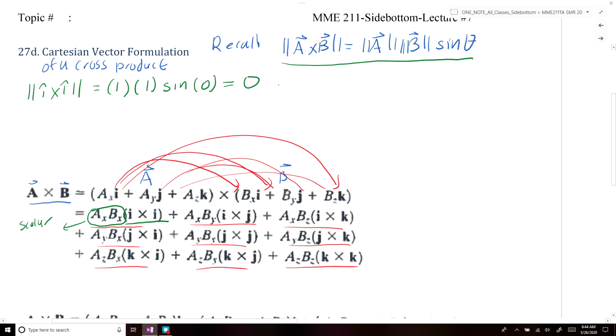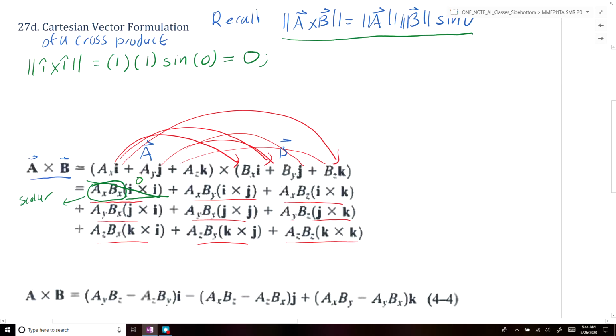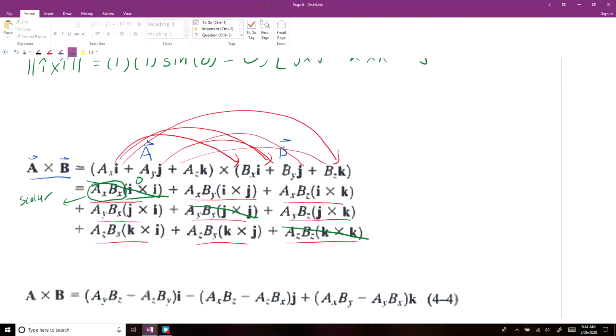Because of that, we can say that this term would become 0. In a similar fashion, j cross j would also be equal to k cross k. Those terms will also be equal to 0. So we can get rid of all of these terms along the diagonal.